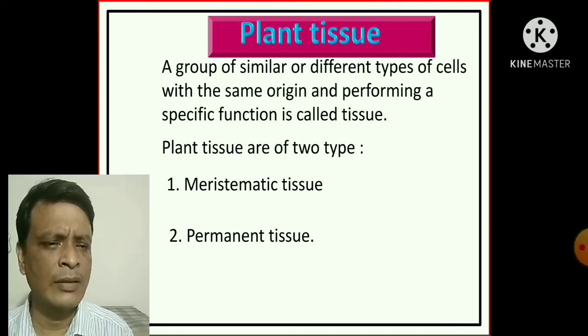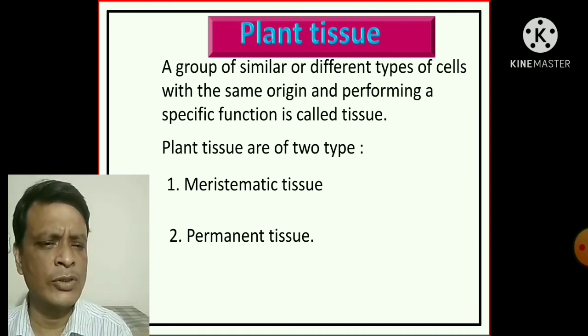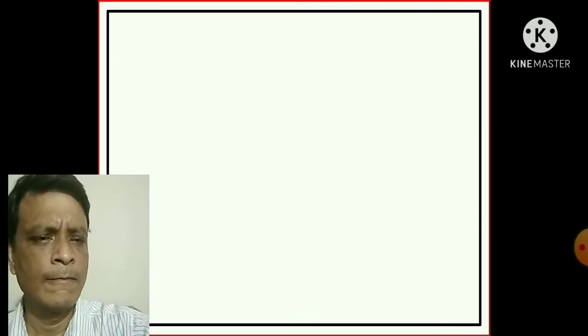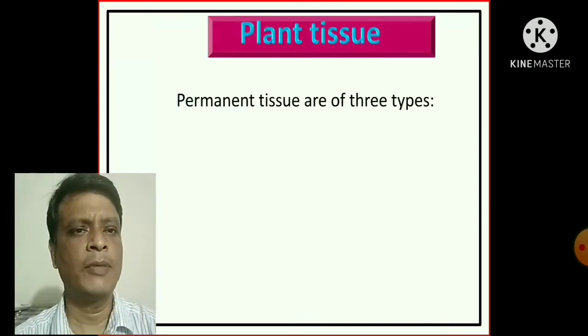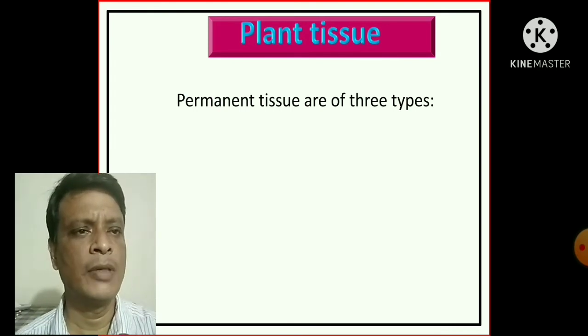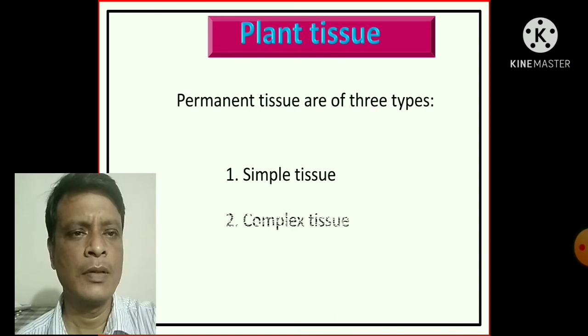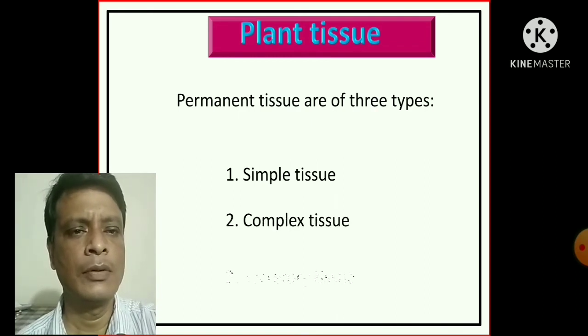The cells have dividing capability. Permanent tissue does not have any cell division capability. Now, permanent tissues are of mainly three types. Number one, simple tissue. Number two, complex tissue. And number three, secretory tissue.